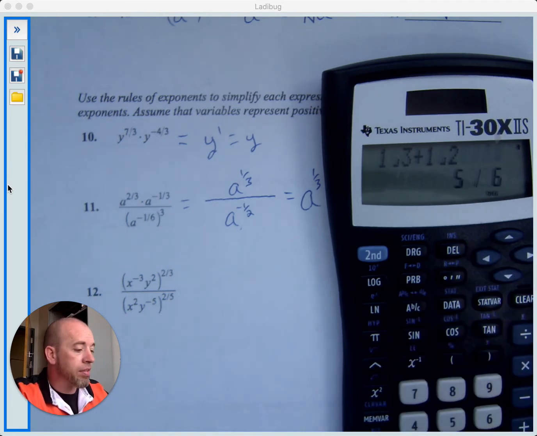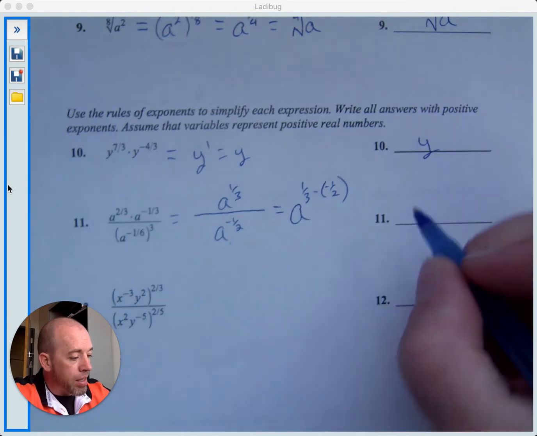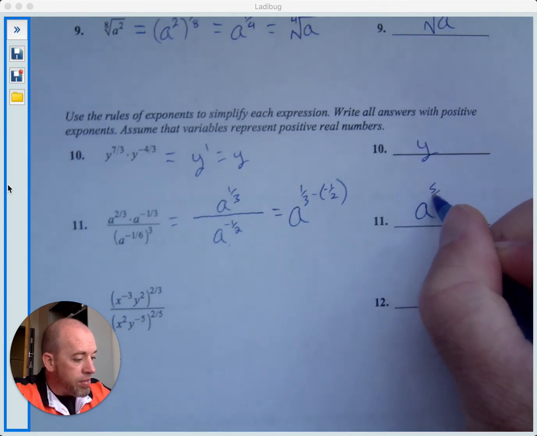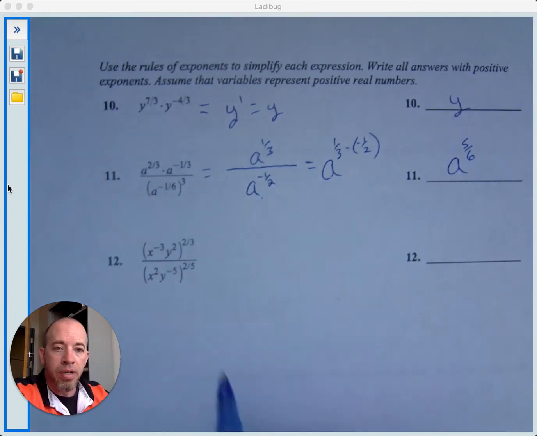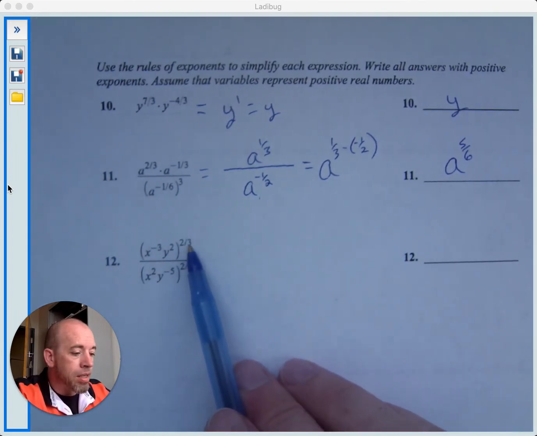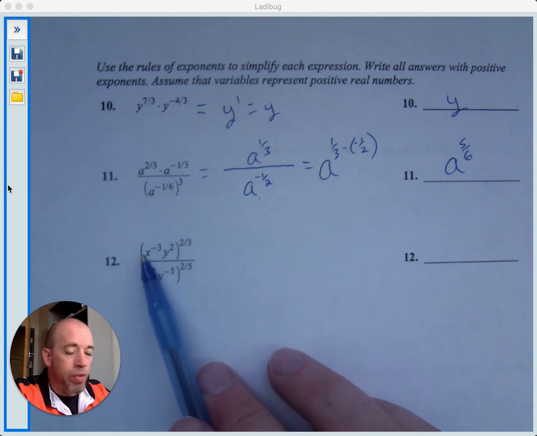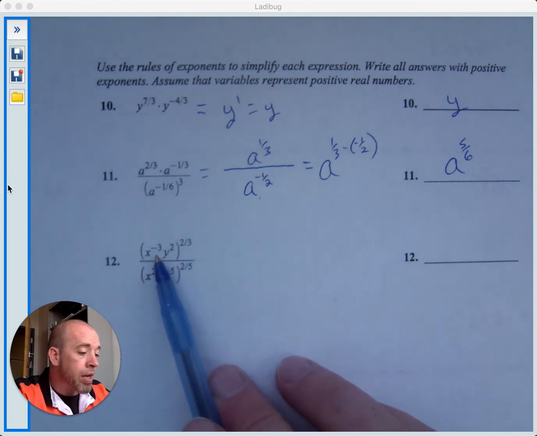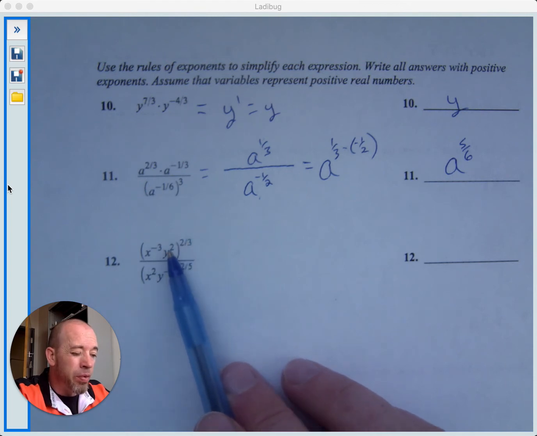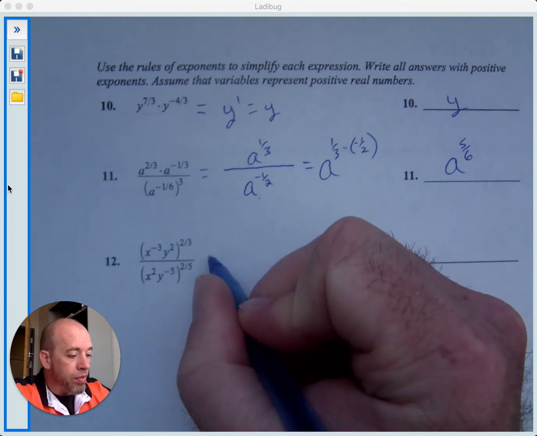We get 5/6. So this becomes a to the 5/6. Let's look at this last one. There's a lot of stuff going on here. But let's see. We can distribute the 2/3, right? We have a product to a power. You can apply that power to both parts. And so I'm going to write this down.